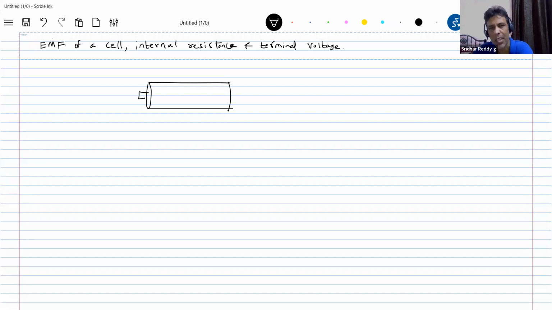The overall mechanism is the same for dry cells and wet cells, and the working is also the same, but the equations will be a little bit different. Let me consider this one. These are called terminals, where you connect the cell to an external circuit. That particular point which you use for the external circuit is called a terminal. So A and B are called terminals.